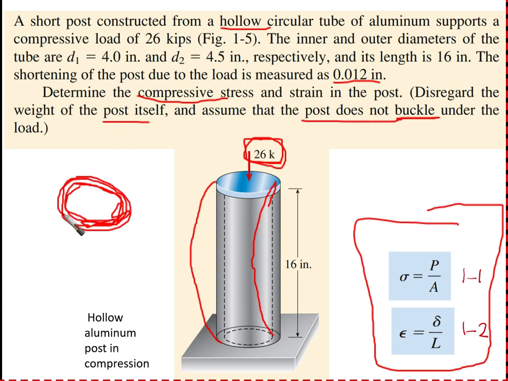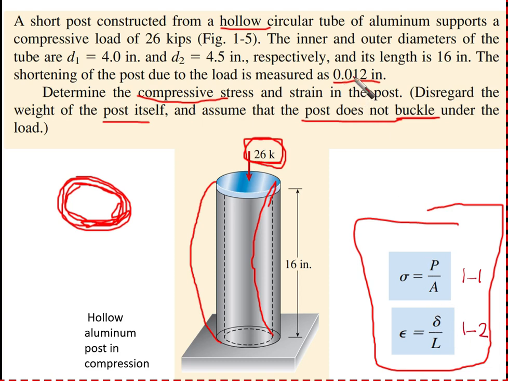So we can get the area in between, and then substitute in this equation, we can obtain the compressive stress. Regarding the compressive strain, we need to go to the equation here. The equation is telling us that we need to know what? Exactly this part, which is the shortening. How much shortening we have? Yes, we have mentioned it.